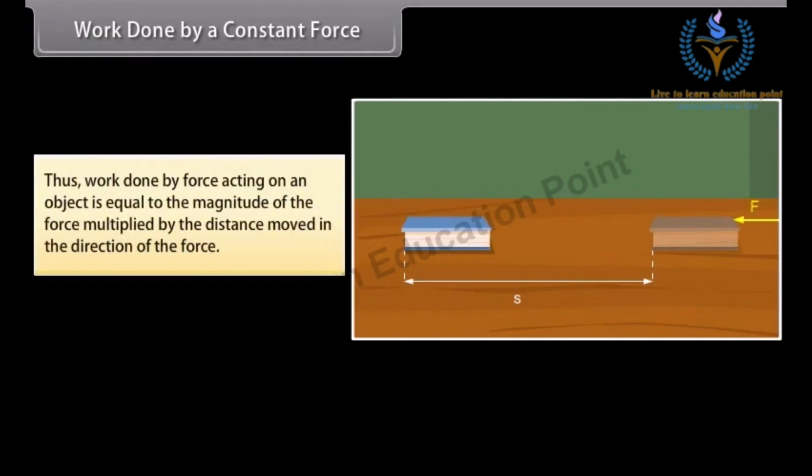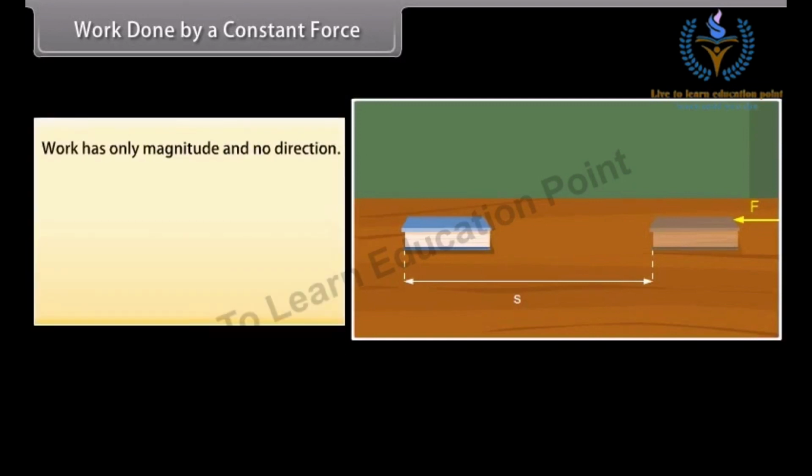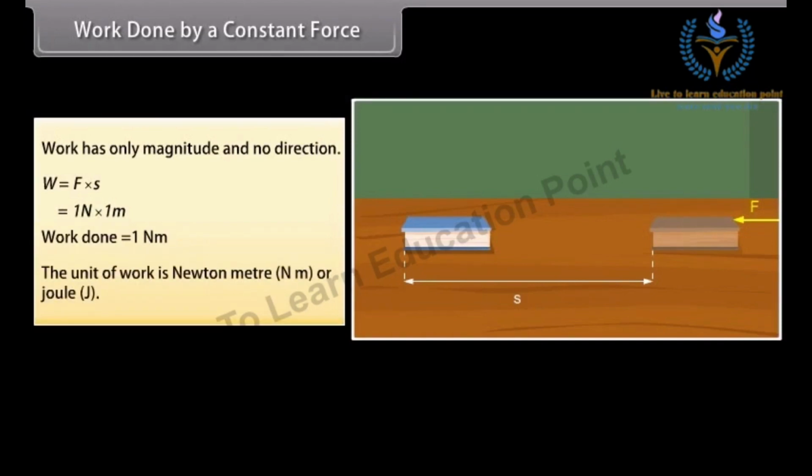Thus, work done by a force acting on an object is equal to the magnitude of the force multiplied by the distance moved in the direction of the force. Work has only magnitude and no direction. If F is equal to 1 N and S is equal to 1 m, then the work done by the force will be 1 Nm. The unit of work is Newton meter or joule. Thus, 1 Newton meter or 1 joule is the amount of work done on an object when a force of 1 Newton displaces it by 1 meter along the line of action of the force.